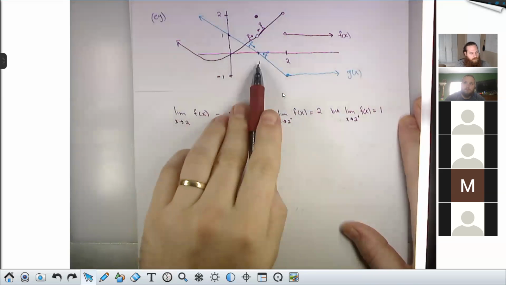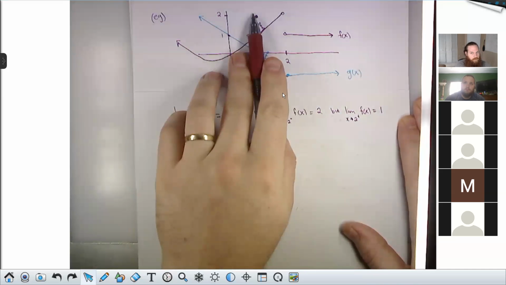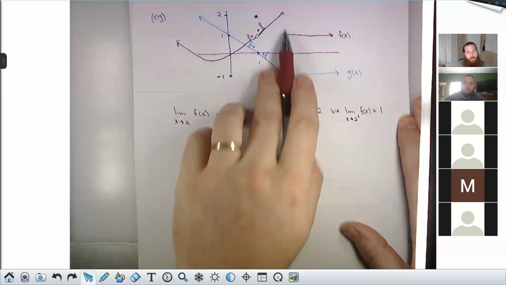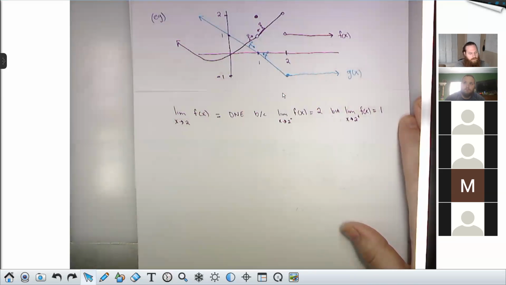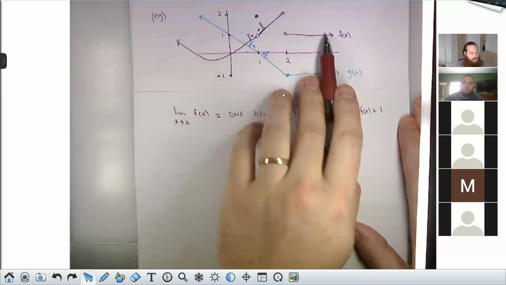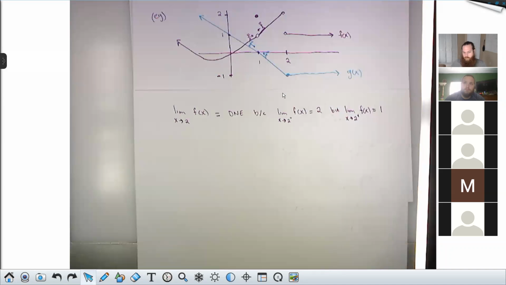So here at 1, the limit of f of x did exist, but wasn't equal to the function value. Here at 2, f of 2 isn't even defined, right? There is no filled in hole anywhere here. So you couldn't even hope to talk about continuity there. But even if one of these was filled in, the function couldn't be continuous there because the left and right limits are different. Okay. Any questions on this little observation?